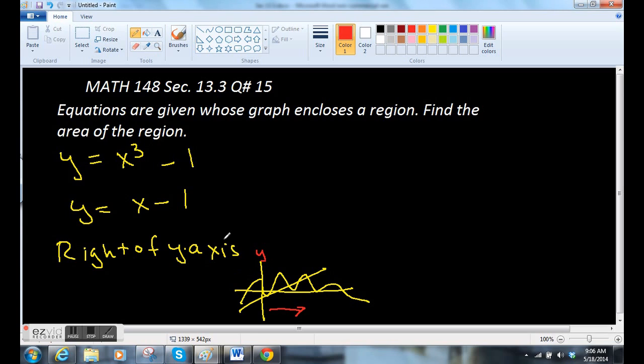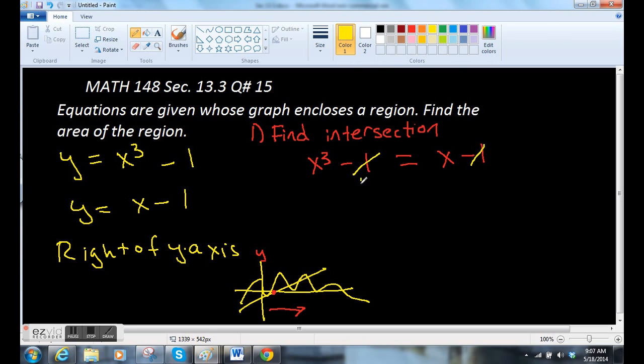So the first thing to figure out is where the two graphs intersect. So there's some point down here where they intersect. So step number 1 is find the intersection points. How do you find the intersection? Well, you're going to set the two equations equal to each other. We want to know, when does x cubed minus 1 equal x minus 1? Well, you can add 1 to both sides and the ones go away. So then we're left with x cubed. If we subtract x from both sides, x cubed minus x equals 0.